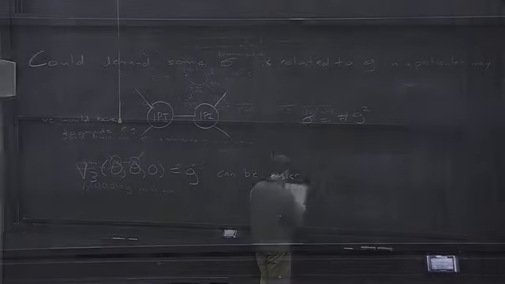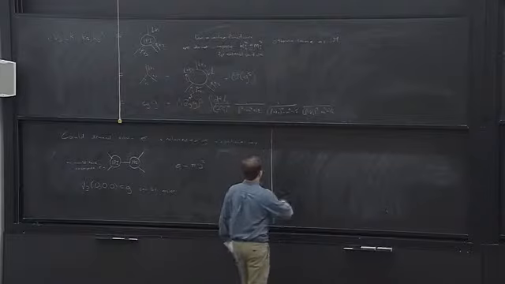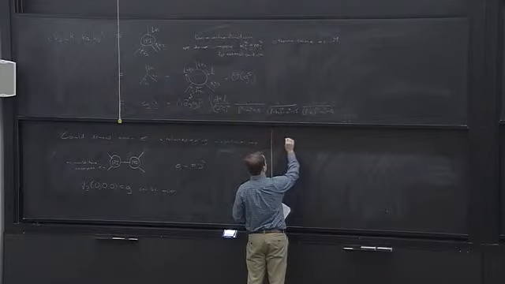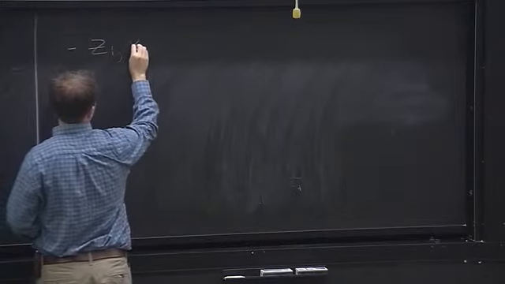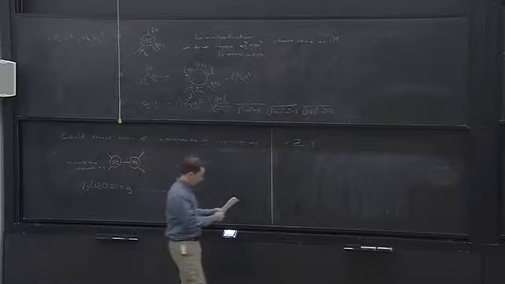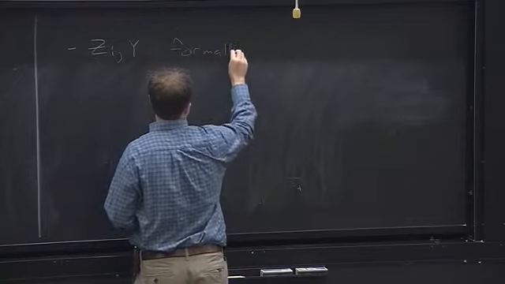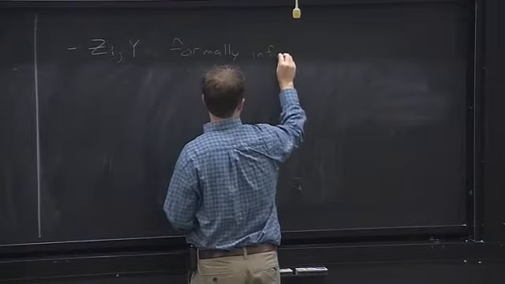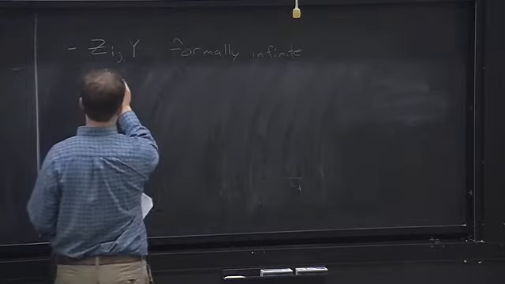So let me just summarize and make a few more comments. What have we seen today? We've seen that explicitly Y is formally infinite. Z_phi and Z_m will also turn out to be formally infinite. And depending on the theories, perhaps all of the counterterms could be formally infinite. And so we need to regulate the theory.